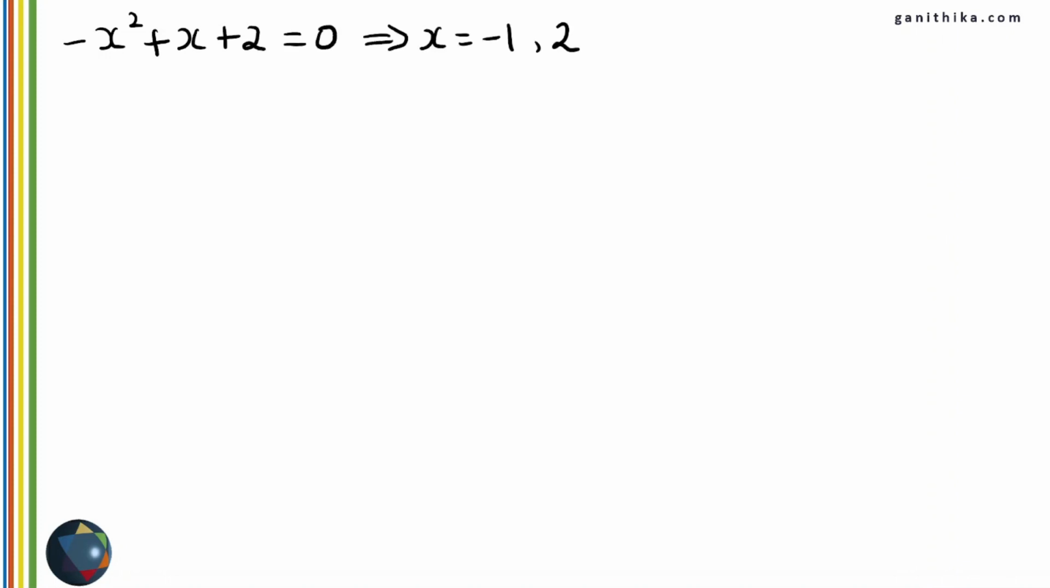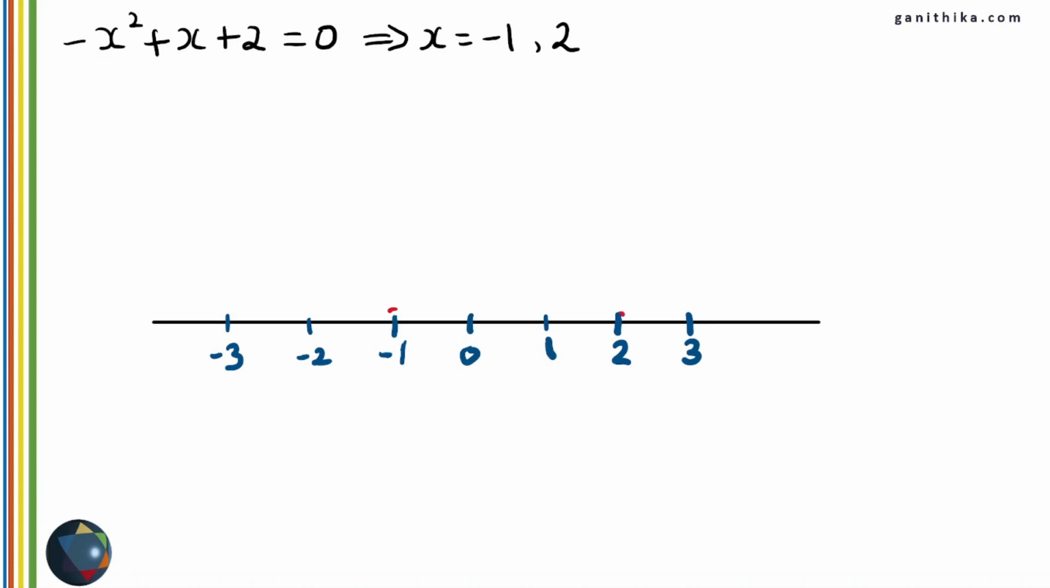Let's solve the equation, with roots minus 1 and 2, and let's make the number line and mark the points as before. And now we have to do the sign diagram. For the sign diagram, we have to choose 3 points. Let's choose x equal to minus 2 before minus 1, x equal to 0 between minus 1 and 2, and x equal to 3 after 2.